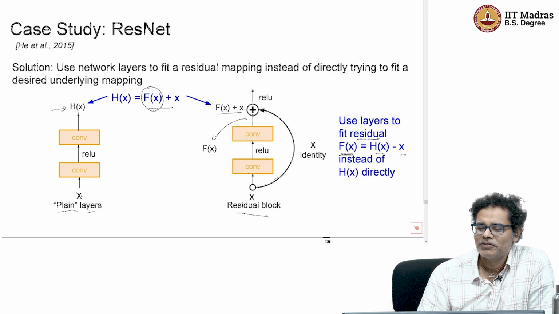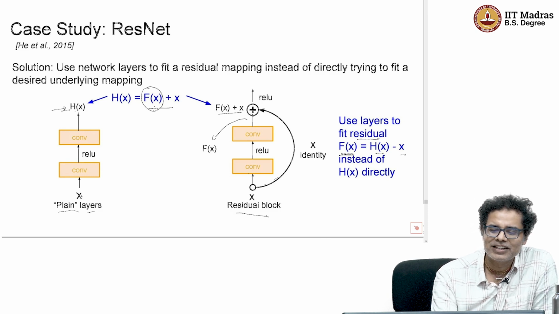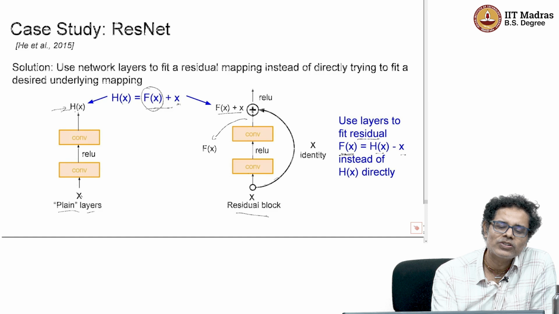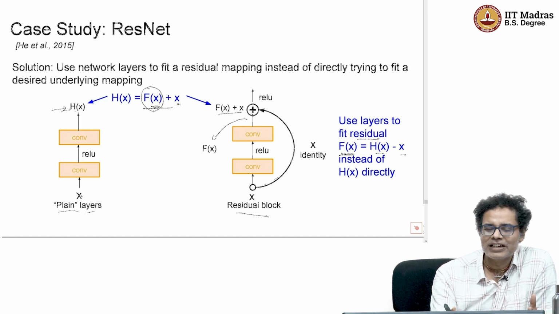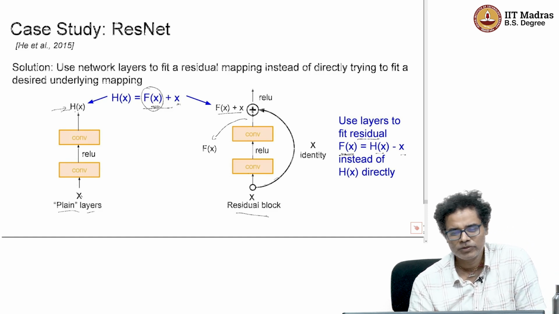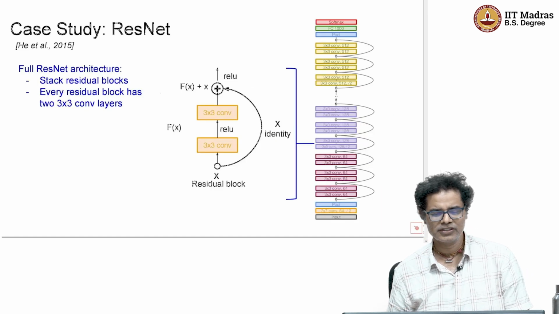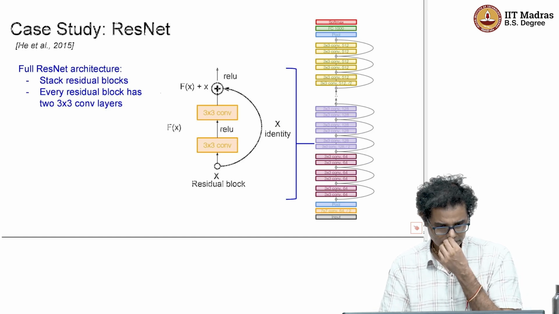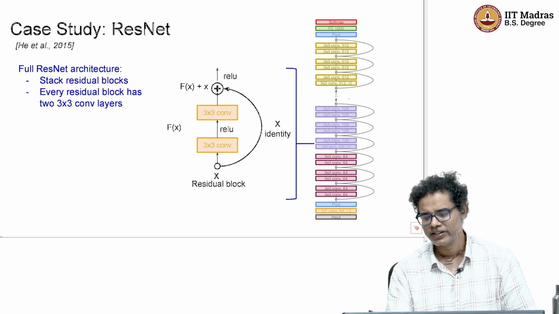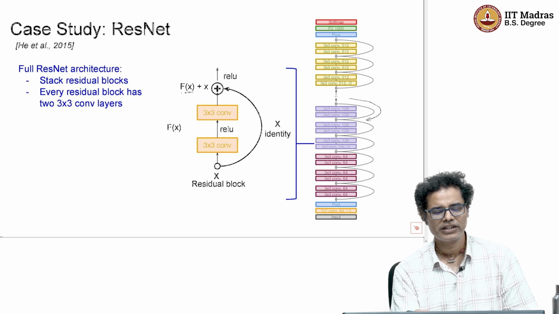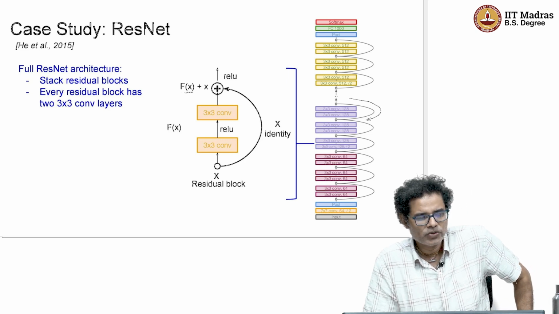For example, if h of x itself is identity, then all the weights will easily be 0 and I will directly get x. And if h of x is close to identity, then the residual will be small. So that is the idea. Instead of learning a very complicated function, we just learn the residual h of x minus x, which is easier to learn. So basically there are two advantages. One is that the gradient can flow back without vanishing. And the second is that we are only computing the residual and not the whole function.